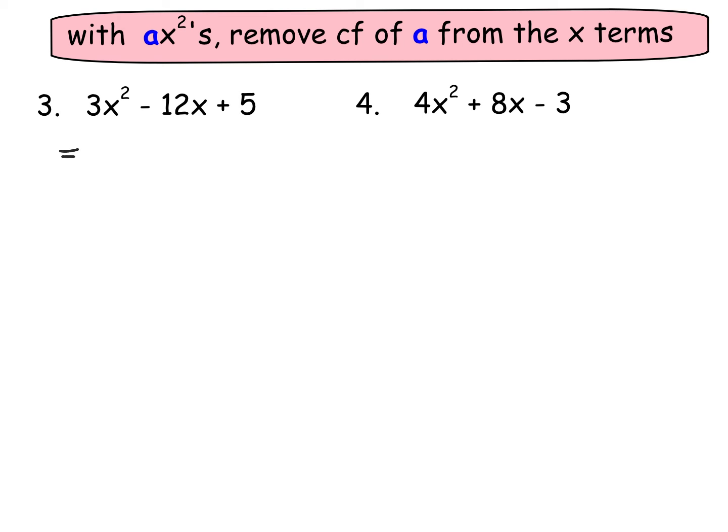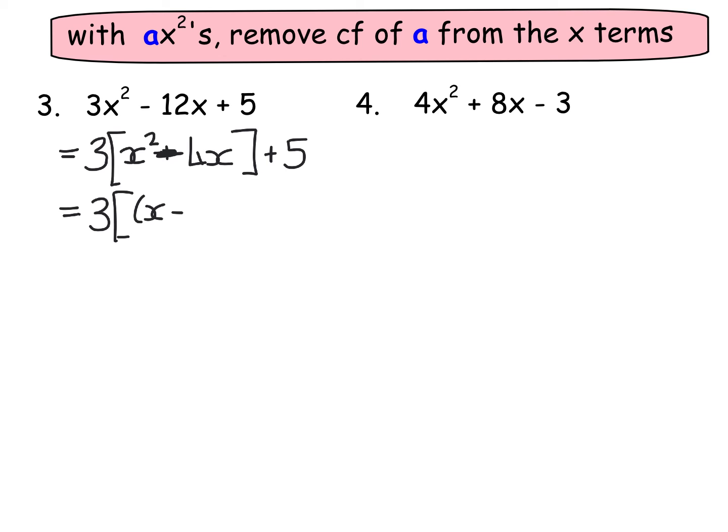So our first step is to do a 3, then square bracket, divide the first two things by 3, so that leaves you with x squared, minus 4x. Close the square bracket, plus 5 just hangs on at the end till the end. So inside we're going to complete the square. So you have x, take away half of 4 is 2, all squared. Take away 2 squared, so we take away 4.